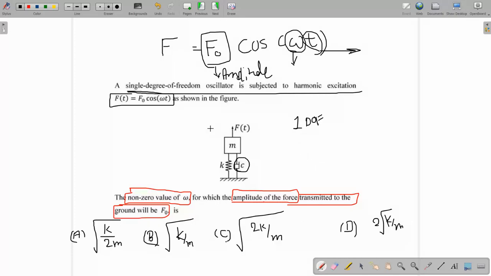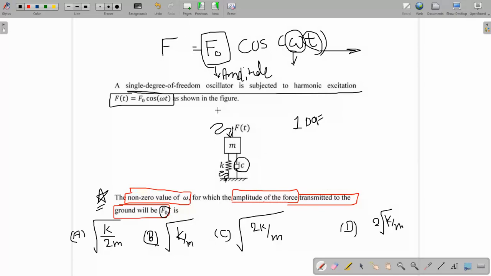So whatever force you apply sinusoidally as F(t), the force transmitted to the ground will also be sinusoidal. There may be a phase change also, but the nature is sinusoidal, and the amplitude of the transmitted force will be F0. Whatever I have boxed in red is the heart and soul of the question: the amplitude of the force transmitted to the ground will be F0.